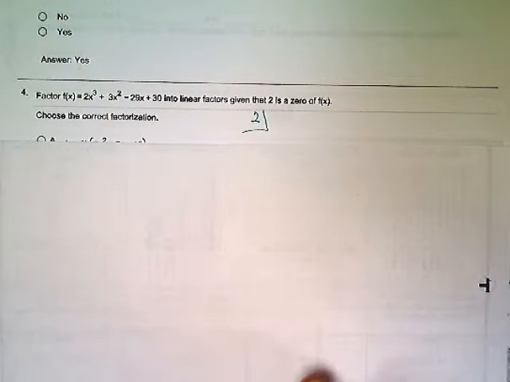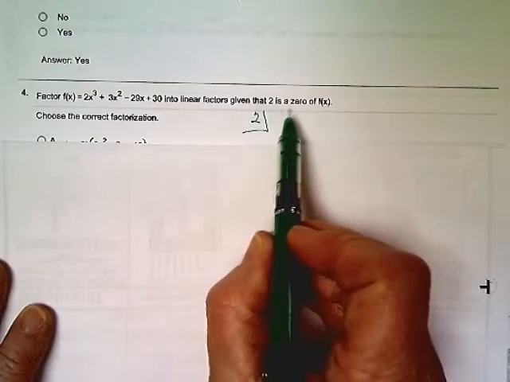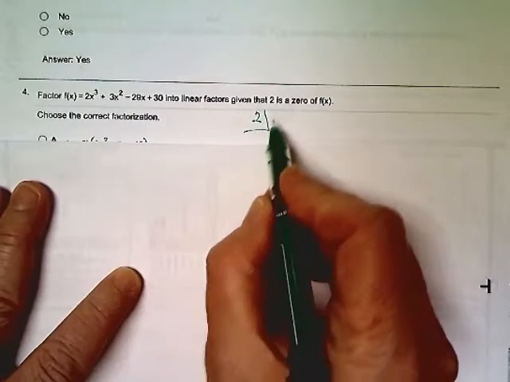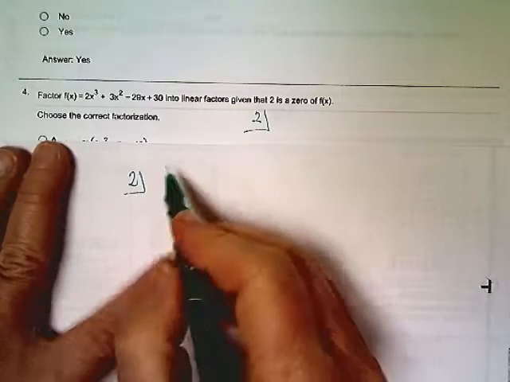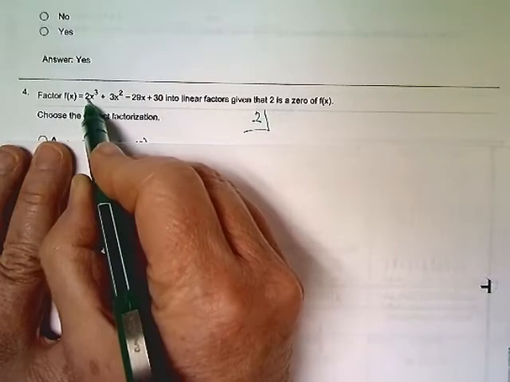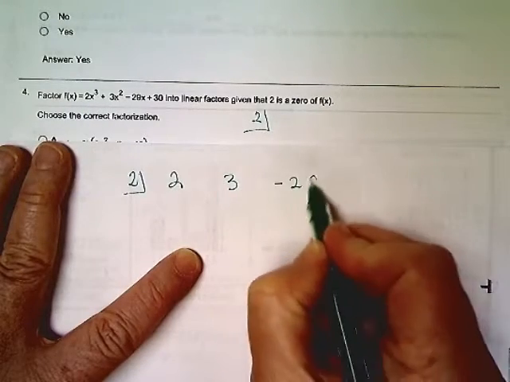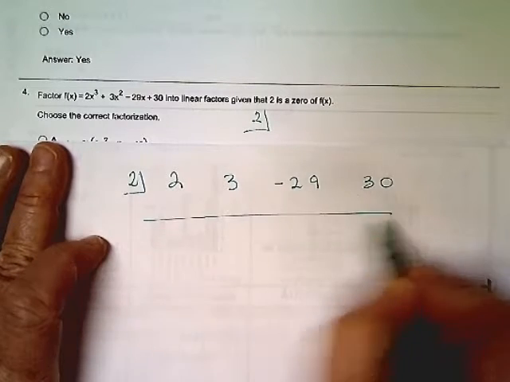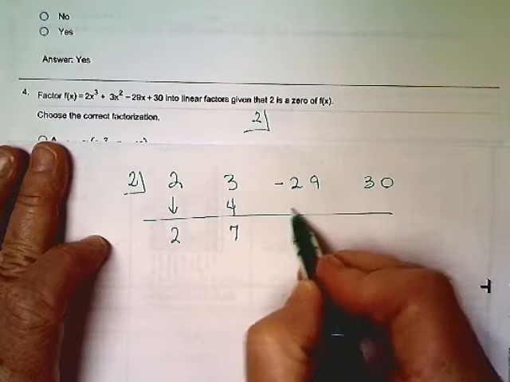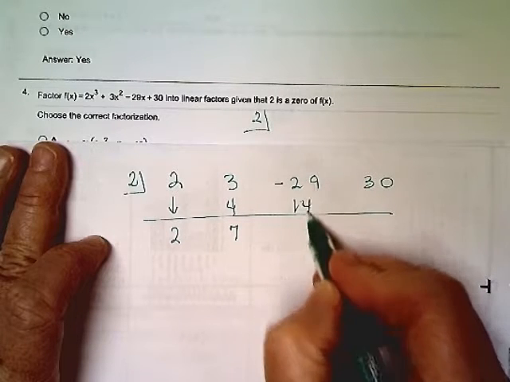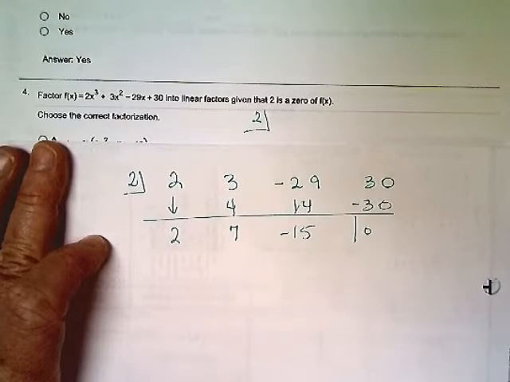The next one I'm going to do is one like number 4. It says factor into linear factors given that 2 is a 0. So they're telling you that 2 is a 0. So you are going to synthetically divide by 2. So we have 2 from here, leading coefficient, and then 3, and then negative 29, and then 30. So this gives me 2. 2 times 2 is 4, gives me 7. 7 times 2 is 14, gives me negative 15, negative 30, remainder 0.